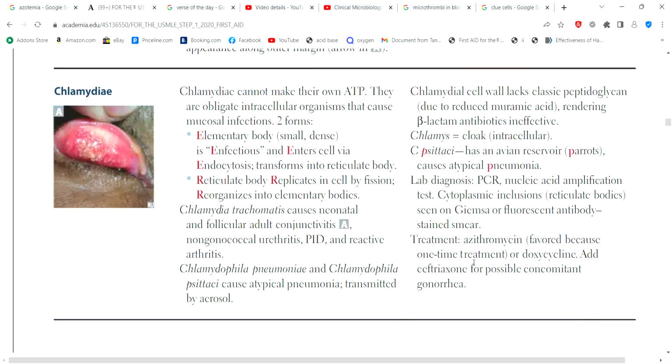Okay. Chlamydia cell wall lacks a classic peptidoglycan due to reduced muramic acid. Chlamydia has less muramic acid, rendering beta-lactam antibiotics ineffective. Okay, so beta-lactam antibiotics don't work.